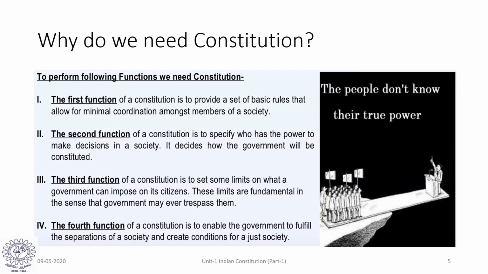The third function of Constitution is to set some limitations on what a government can impose on its citizens. These limits are fundamental in the sense that government may never trespass them. The fourth function of the Constitution is to enable the government to fulfill the aspirations of a society and create conditions for a just society.